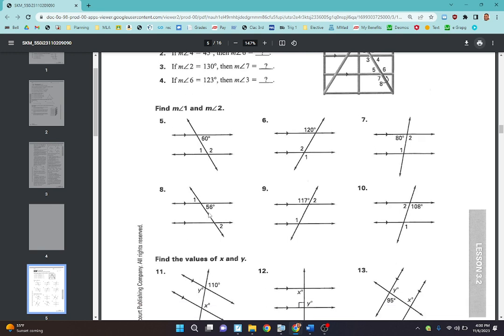Someone asked me for general, so let me just do number 5. This is 60. Angle 1 and the 60 degrees are alternate interior. You need to know how to label these. Because they're alternate interior, they're also congruent. So this one is 60. And 1 and 2 are consecutive interior, so that adds up, supplementary, to 180. So this should be 120. You always solve for 1 first, right? If you want to, it doesn't really matter.